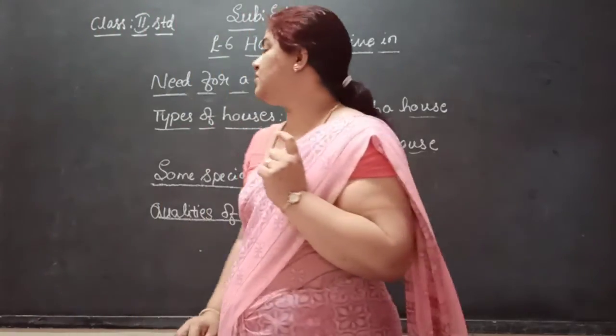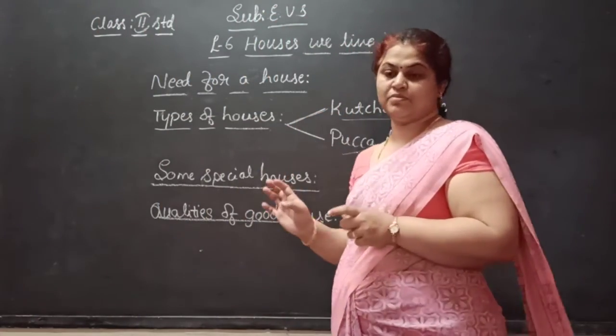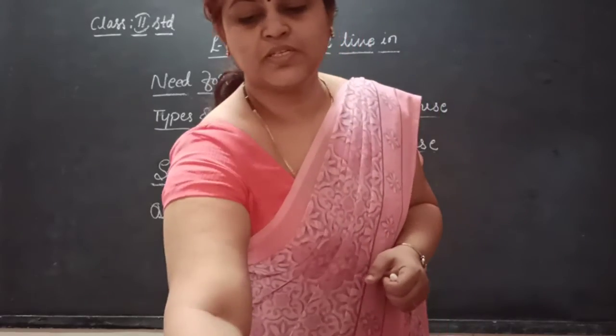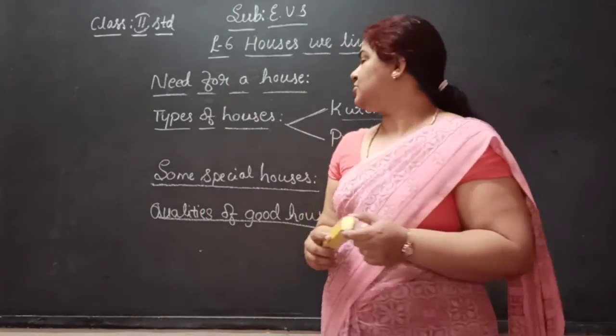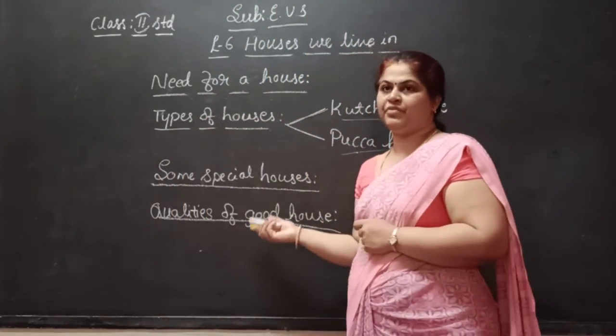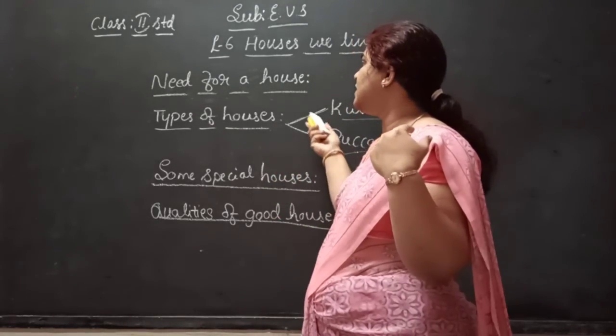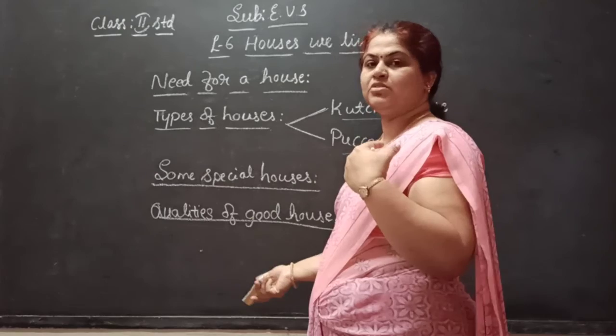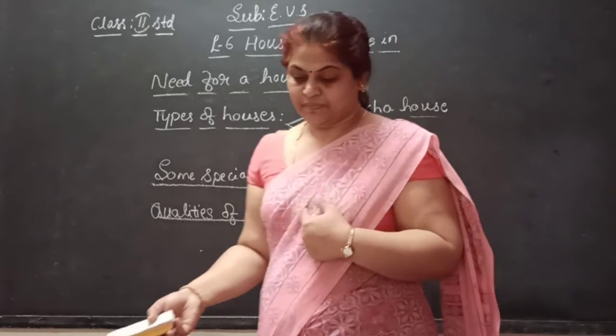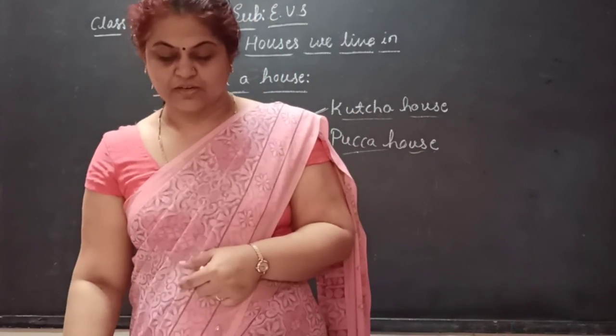So this is all about the house where we stay. It should have all the sunlight and fresh air inside our house. We studied the types of houses, and some of the special houses also. Please read the lesson, children. Thank you.